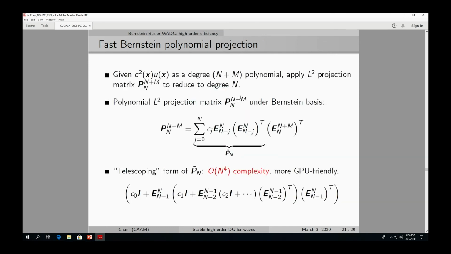If I want to do fast Bernstein polynomial projection, that ends up being a little trickier, but it's also not impossible. What we do is, with the following step, we take the wave speed multiplied by our velocity or by our pressure, and that becomes a higher degree polynomial. If we want to project it down, then we have to represent this polynomial projection matrix as basically this formula involving, these are called degree elevation matrices, which take polynomials of a certain degree and then move them up or move them down. Long story short, these are really sparse in the same way that those differentiation matrices are sparse. And if we rewrite them in a certain way, then we can rewrite them in this telescoping form and get something that's order n to the fourth complexity. It's not optimal, but it's pretty close to optimal.